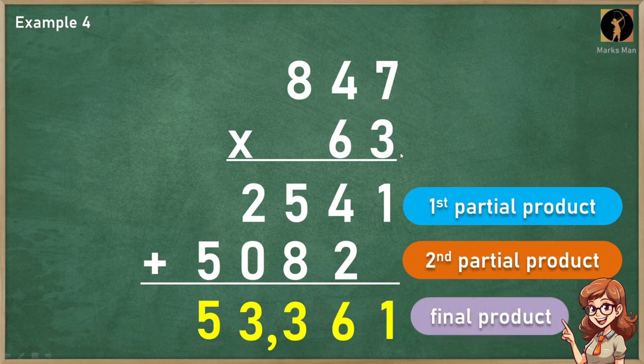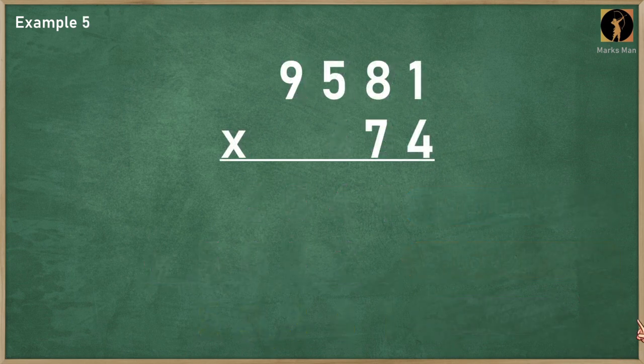So if you have more than 1-digit multiplier, you're going to have partial products. And the final answer is called the final product. I hope that's clear. Next example.